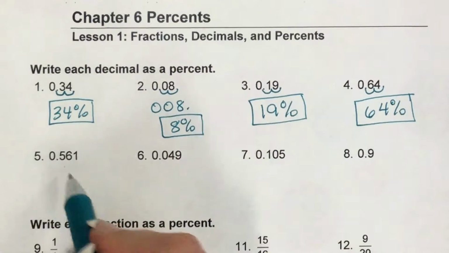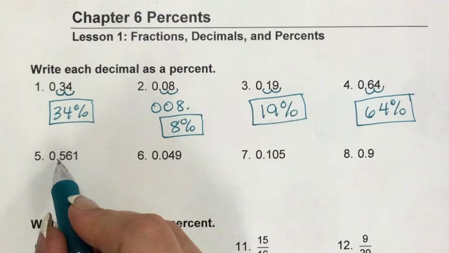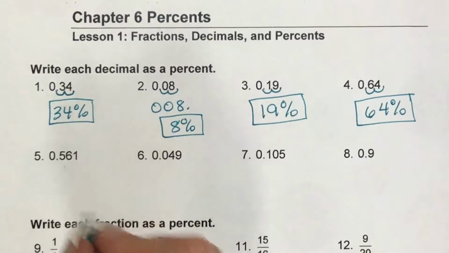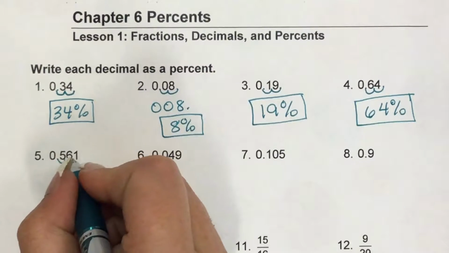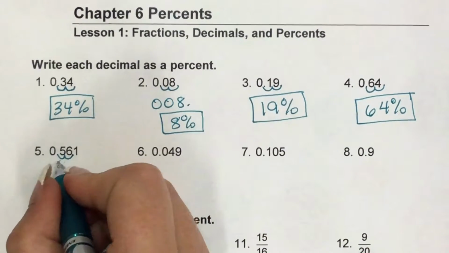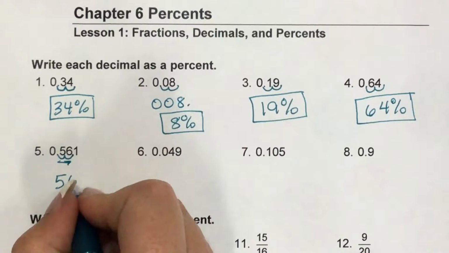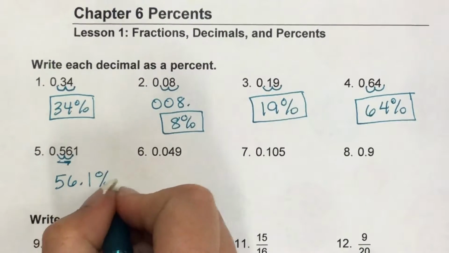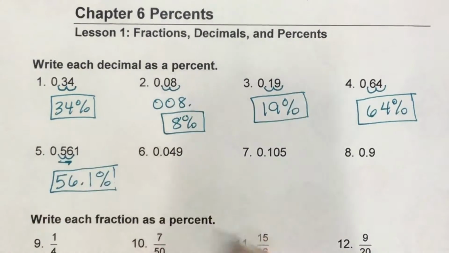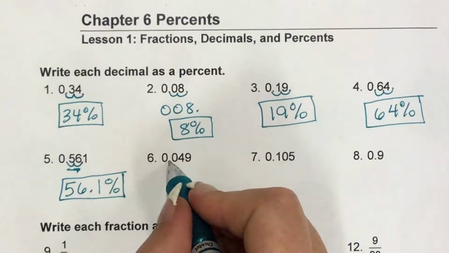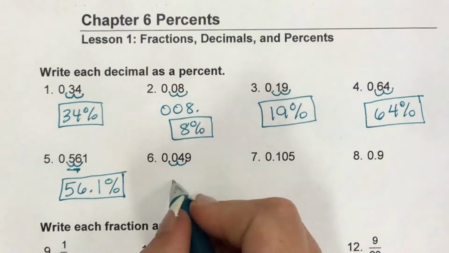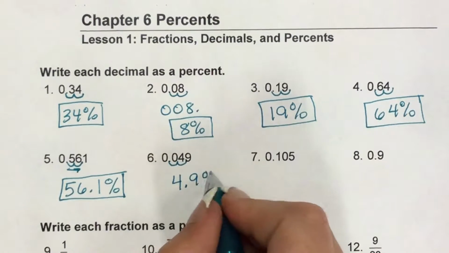Okay, number 5 is a little different. There's 0.561, but we're just going to do the same thing. We're going to move it 2 places to the right. And we're left with 56.1%. So that would be the answer. Let's do 6. We're just going to do the same thing, move it 2 places to the right, and we're left with 4.9%.